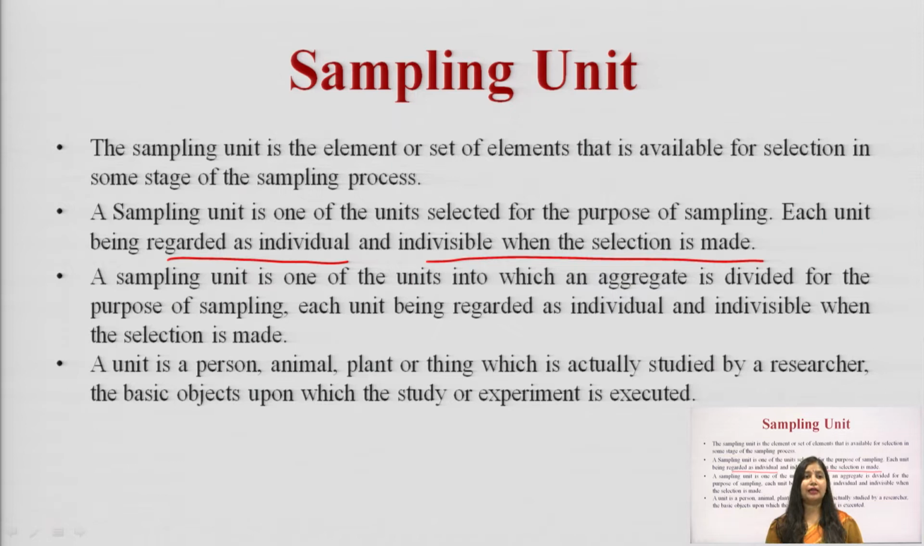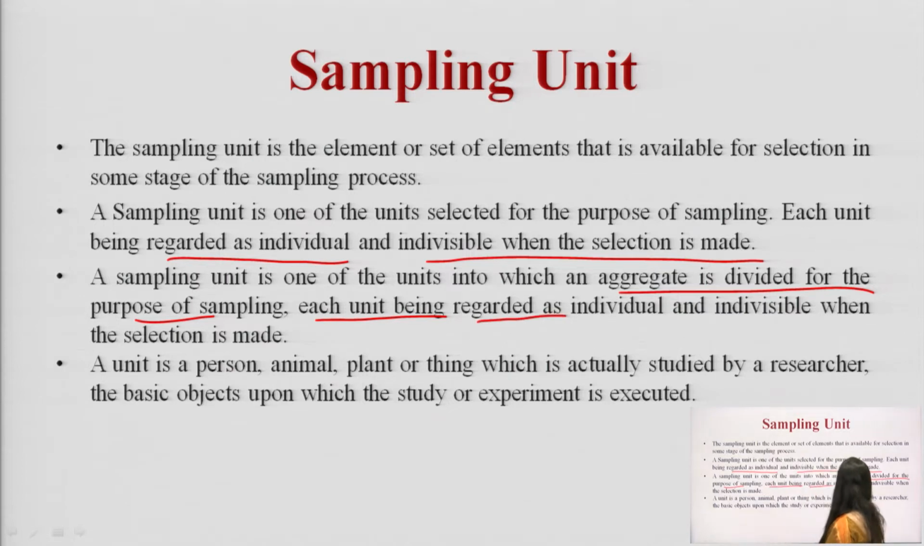So, basically the sampling unit is one of the basic units of your whole sample, and it is one of the units into which you aggregate or divide for the purpose of sampling. Each unit is regarded as individual and indivisible when the selection is made.